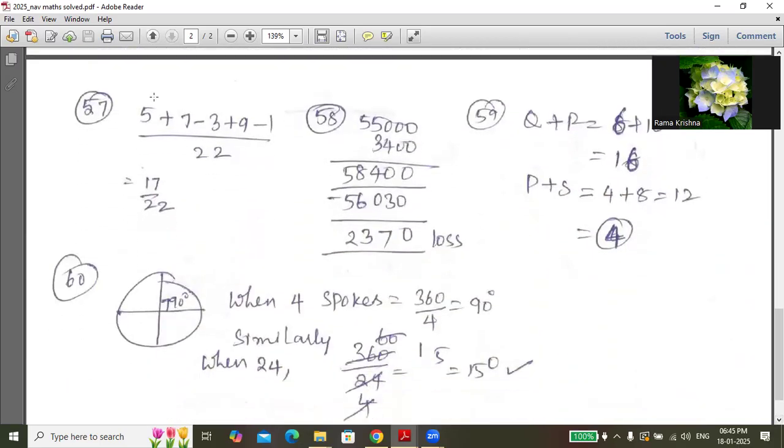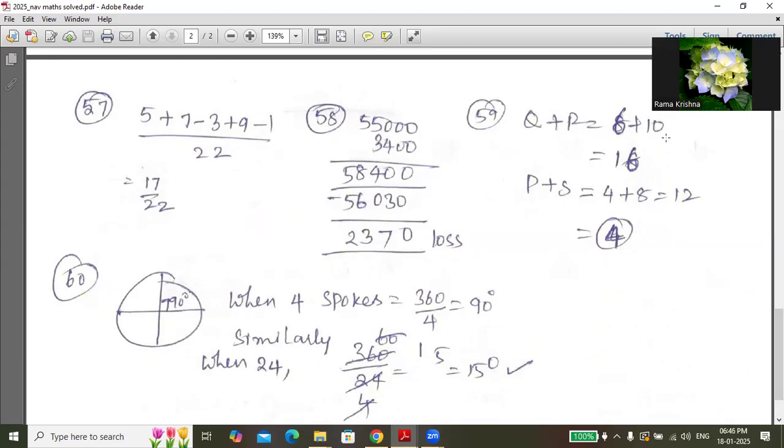Next, very simple, like fractions. You write it like this, 17 by 20, and 58 question. So first he has spent this, and for this repair, when you add this, 58,400 is the amount he has sold for, and here he has a loss because cost price is more than the selling price. Next, when you see this graph, Q plus R gives 16, P plus S gives 12, difference is 4. 60th question, very simple.